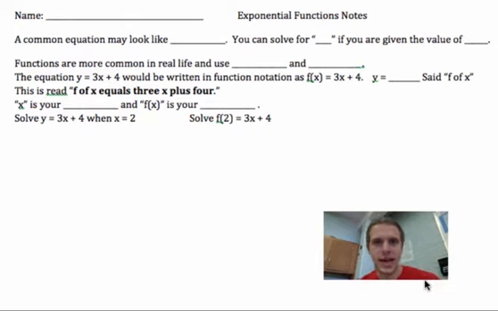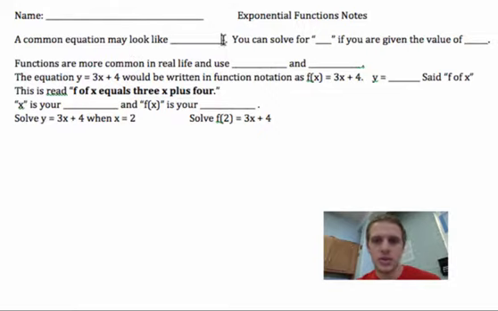Today we are looking at introducing exponential function notation. Mainly function notation. So make sure you write your name at the top of these notes right up here. And let's get started. These notes should be pretty brief, more focused on your practice with these functions today.